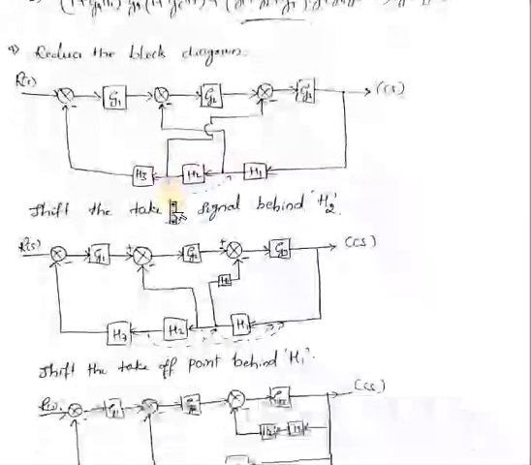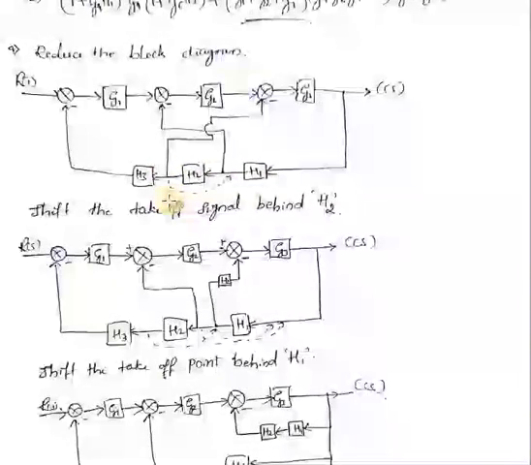Then moving further, the next problem. Here, reduce the block diagram. So first step is you need to check for the series or parallel or canonical loop. If you look at this problem, there is no series, no parallel, no canonical loop, or you cannot apply the associative law.